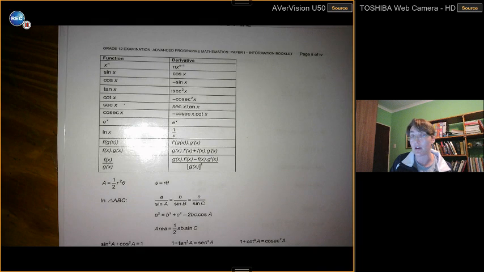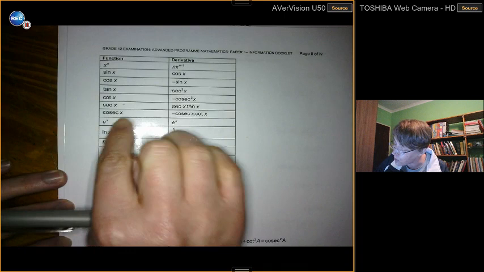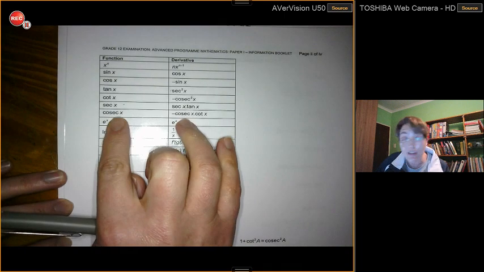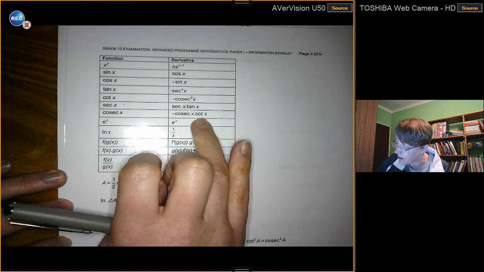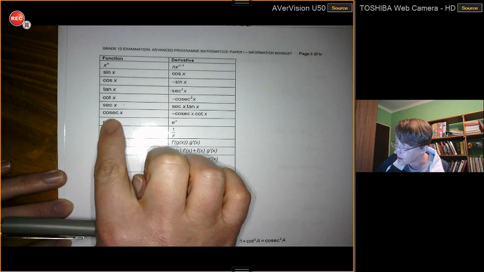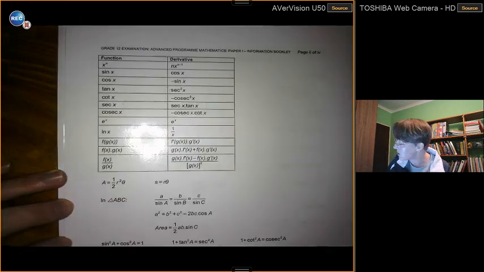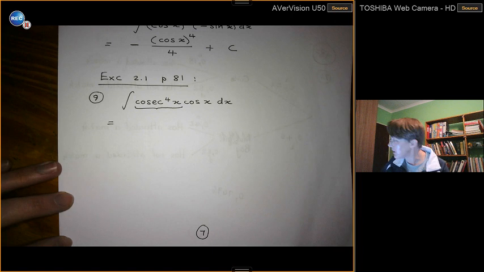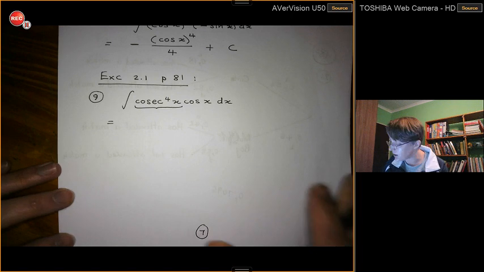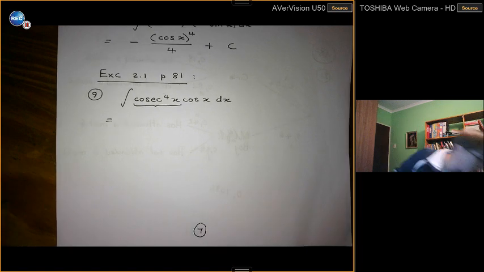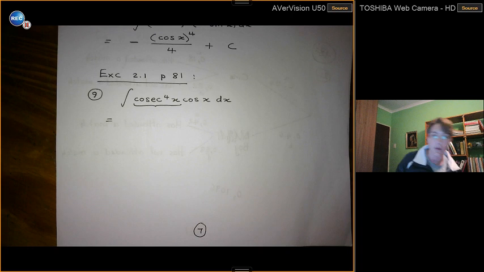So if I look at my standard derivatives, I will notice one small little problem. The derivative of cosec x is not just cot x, it's cosec x times cot x. So I need the cosec x and I need the cot x, which can be, I think I copied this one down incorrectly. Where's my textbook? Here we go. I think I definitely copied this one down incorrectly, otherwise it's not going to work.